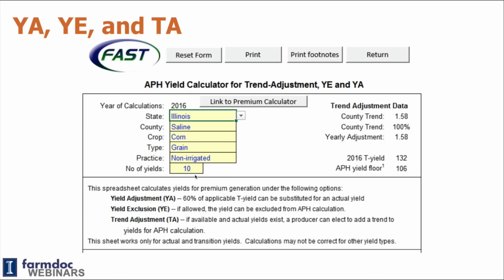You actually have 3 adjustments that you can make to historical yields. And this will depend. You can do a YA. You can substitute 60% of a T yield in if the actual yield is below it. YE, if allowed, the yield can be excluded from APH yield calculations, and the RMA makes determinations of what counties can be excluded, based on that county having a yield 50% below its 10-year average or the adjacent county. And then trend adjustment, which adjusts yields up.